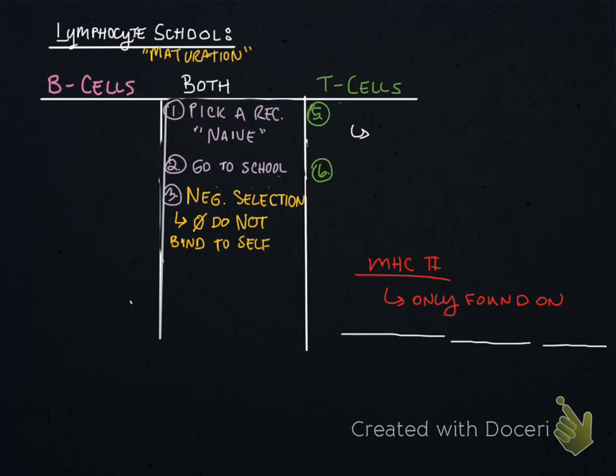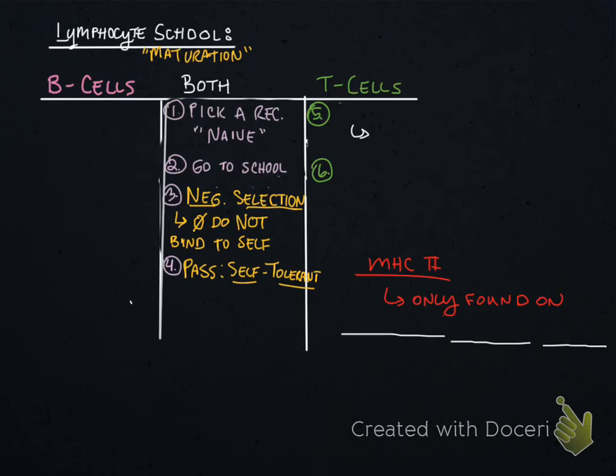And if they pass this negative selection, then they will be termed, that'll be number 4. If they pass negative selection, we can then call them self-tolerant. So know what negative selection is, and if they pass, what do we call those?